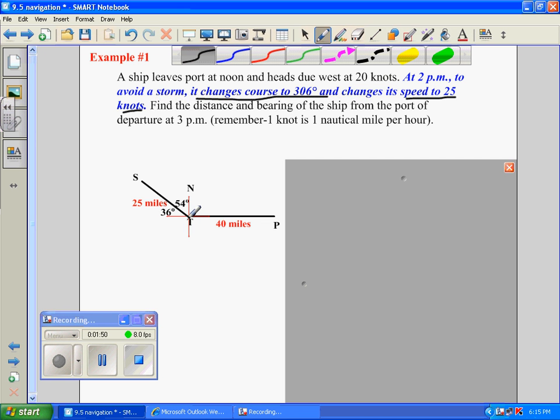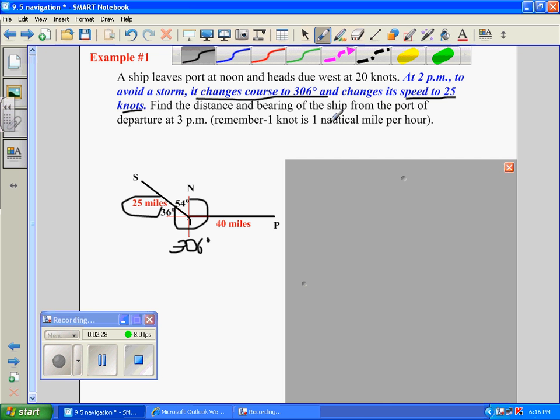I call it T. Here's the north bearing. And this time we're going 306 degrees. You always measure an angle from the north bearing when you're doing navigation problems. And that's the path. But where's this 36 coming from? Well, that's 270 plus 36, which is 306, okay? 360 degrees in a circle. The 54 is 360 minus 54, which is also 306 degrees.